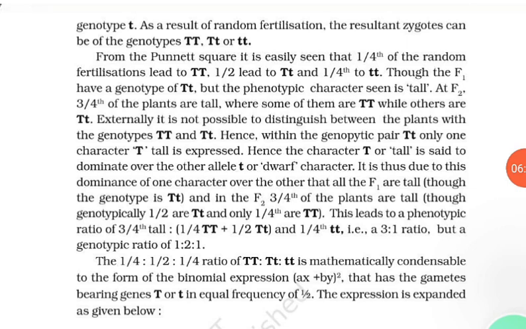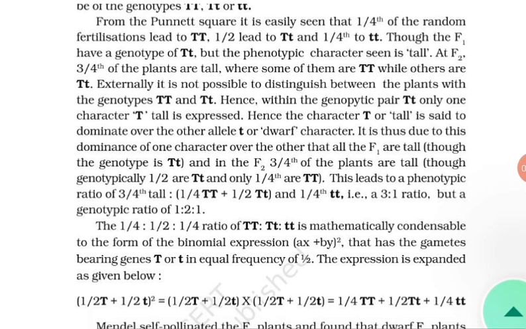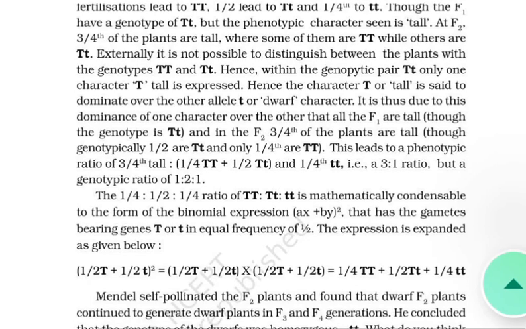That is, the expression is (1/2 capital T + 1/2 small t)². Now, multiplying it by itself, (1/2 capital T + 1/2 small t)² is equal to 1/4 TT + 1/2 Tt + 1/4 tt.